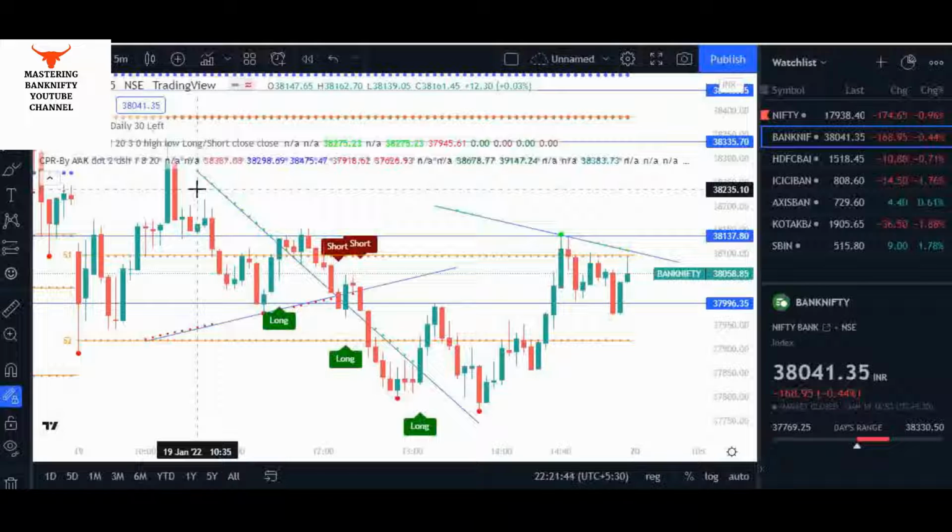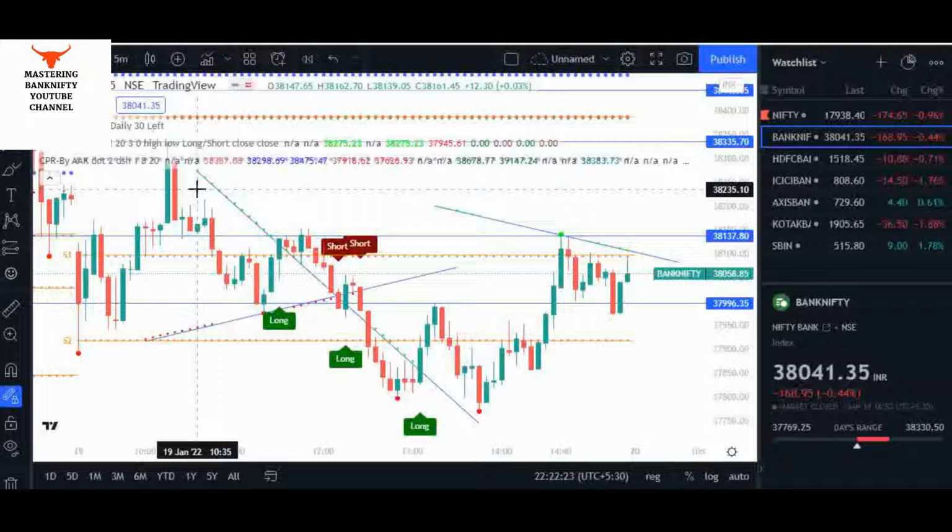Welcome to 19th January 2022 Bank Nifty market analysis. If you viewed my 18th Jan Bank Nifty review video, I told clearly the market will close on the negative side on 19th Jan. Exactly the same thing happened today.